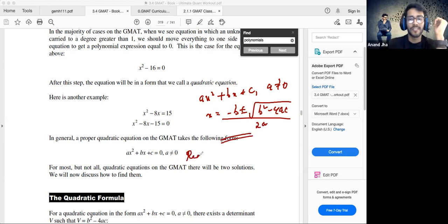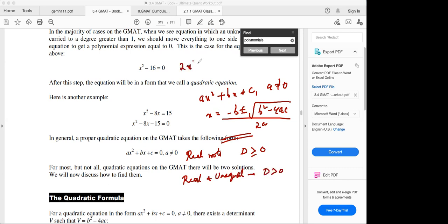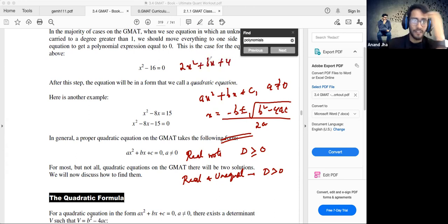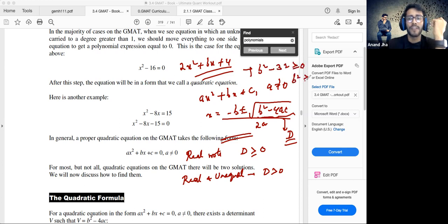You will get real roots when d is greater than or equal to 0. Real and unequal, d greater than 0. They can ask you some condition: find the value of b such that this has real roots. Real roots means d greater than or equal to 0. What is d? This part is d. So for this case, b square minus 4ac, 4 into 8, 4 into 8 is 32, greater than or equal to 0. So b square is greater than or equal to 32. So that way they can ask you the range.